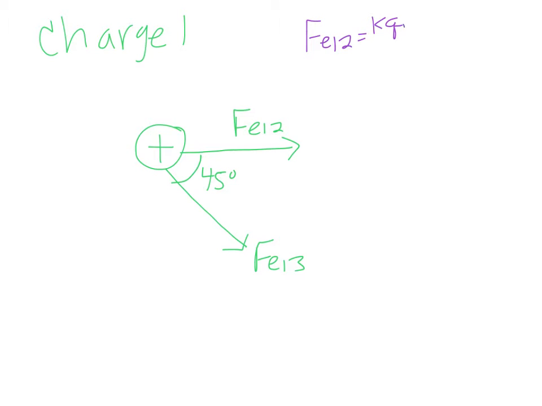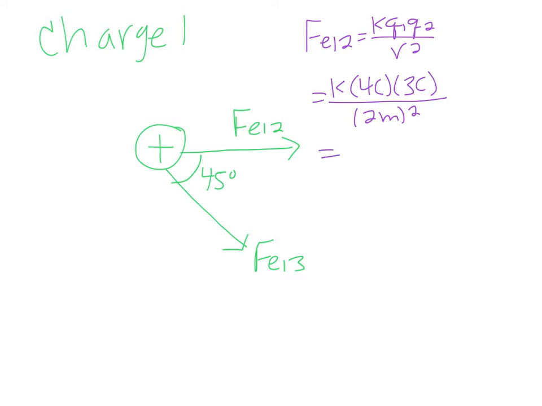Fe12 equals K Q1 Q2 over R squared. So K, Q1 is 4 coulombs, Q2 is 3 coulombs. And we're just looking at the magnitudes here. Divided by 2 meters squared. This comes out to an even 2.7 times 10 to the 10th newtons, and it's directed right. So it's positive.